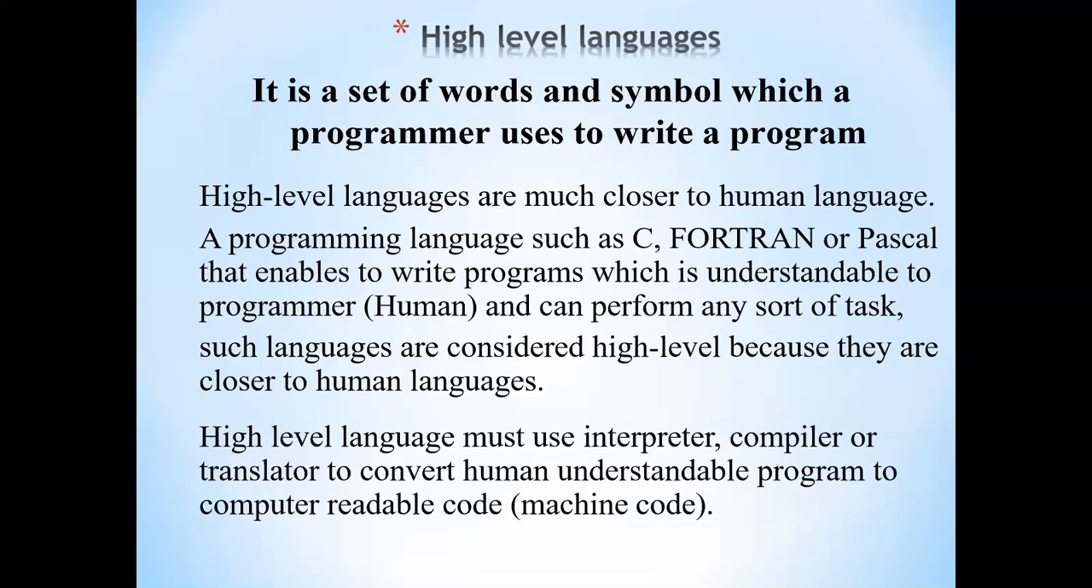When any programmer goes to write a program, it is very difficult for him or her to write the program in machine language. It's obvious because it consists of binary numbers. But when we are talking about high level language, it's easy for the programmers because it is understandable, it's much closer to the human language, right? One disadvantage, right? High level languages must use a compiler or interpreter because they need a translator to convert the human understandable program to computer readable code, that is machine code, right?